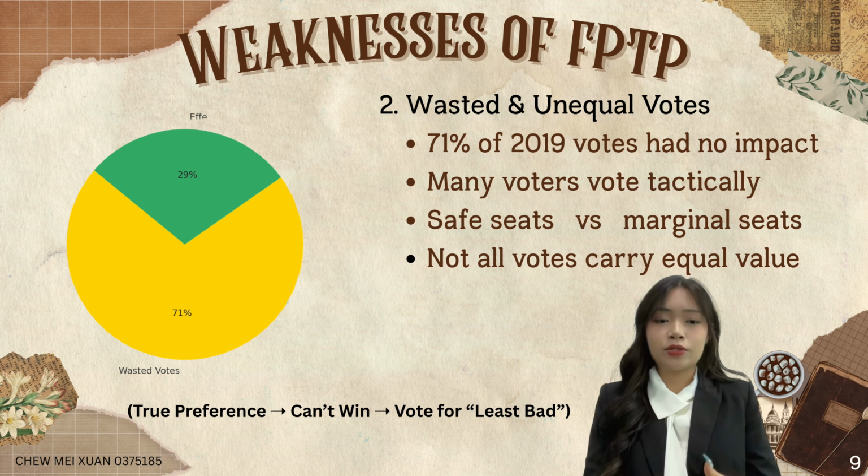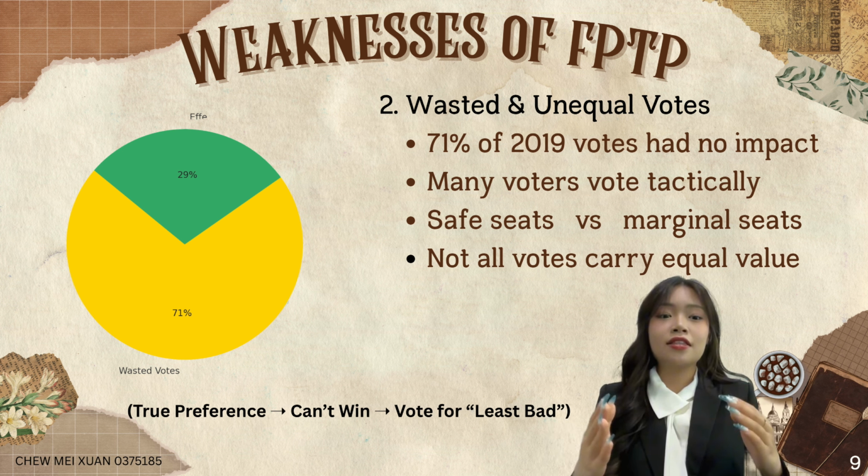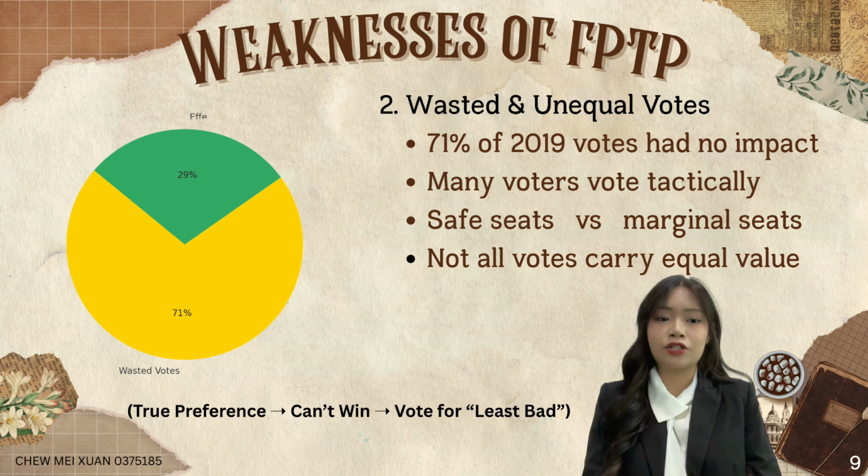The Electoral Reform Society, a prominent campaign group, calculated that in the 2019 general election, a staggering 71% of votes had no impact on the outcome. These are votes cast for losing candidates, or surplus votes cast for a winning candidate beyond what they needed to secure their victory. This systematic flaw has a deeply corrosive effect on voter behavior and engagement.